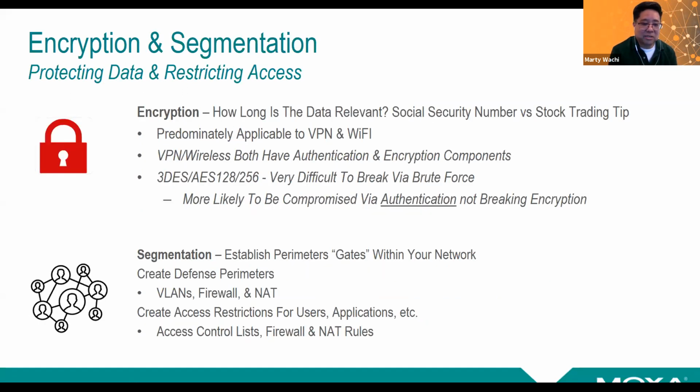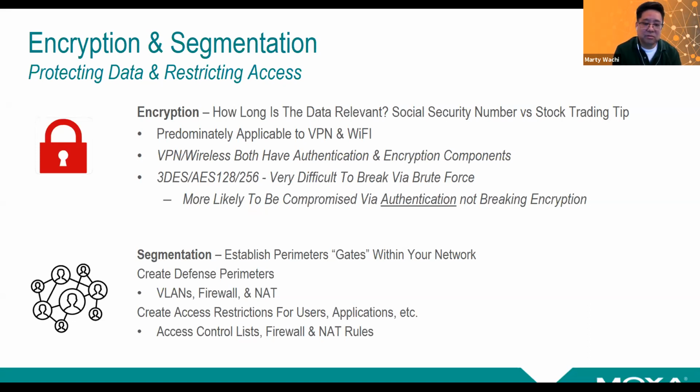On the encryption and segmentation piece, encryption is really about determining what level of encryption we need depending on what we're trying to protect. And some of that is determined based on how long the data is relevant. So if you're trying to protect something like a social security number that never really expires or has an infinite usefulness date, you'll probably want to use stronger encryption than for something like a stock trading tip that may take a few days or weeks to break with lower encryption, but by the time it's broken, the data is really no longer relevant.